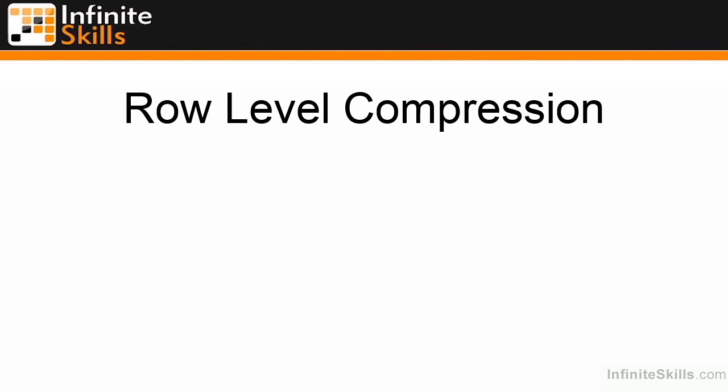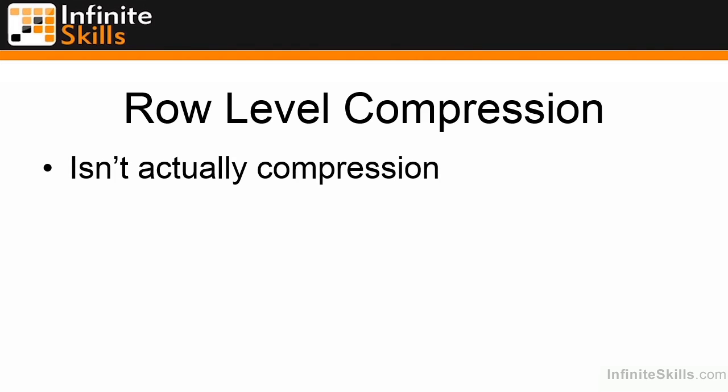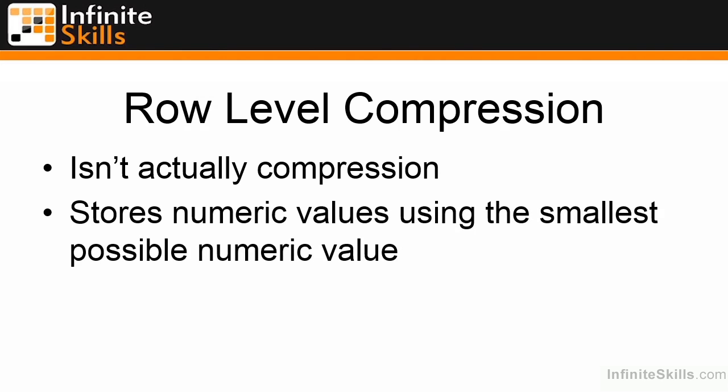First, with row-level compression, the first thing we need to know is that this isn't actually compression. What we're actually doing, instead of compressing data in the more traditional sense, is we're simply storing numeric values using the smallest possible numeric value to store them. So the classic example of this is to use a data type such as numeric 18,2. So it's 18 bytes wide, 2 of those bytes to the right-hand side of the decimal point, and we want to store numbers such as 3.5. Well, when we store 3.5 in this really wide field, it's always going to use the full 18 characters worth of data to store this information, which is going to be about 8 bytes.